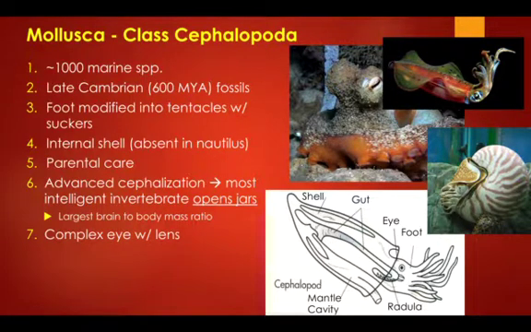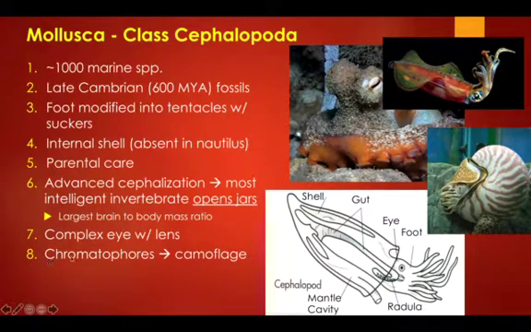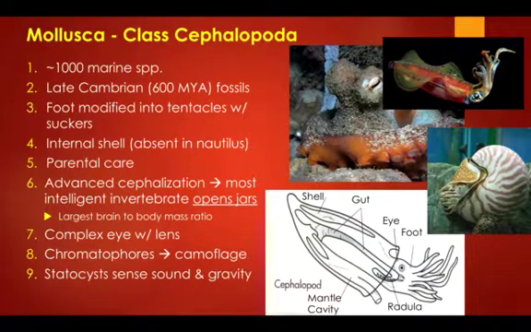They have a very complex eye with a lens, so they can create a more complicated picture of their environment. And they also have specialized cells called chromatophores. Chroma is relating to color, so it's color bearing. Here's that "for" again. This allows them to change not only the color of their skin, but also in some instances, the texture of their skin. They also have sensory cells that can sense sound and gravity. These are called statocysts.